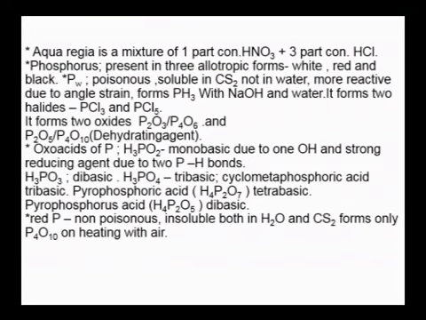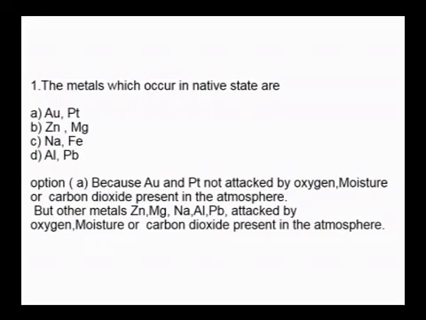The next form of phosphorus is the red form. It is non-poisonous, whereas white phosphorus is highly poisonous. White phosphorus is insoluble in water, but red phosphorus is insoluble both in water and CS2. It forms only P4O10 on heating with air, but it does not form P2O3. So now let us see the CET and NEET questions based on the above concepts.